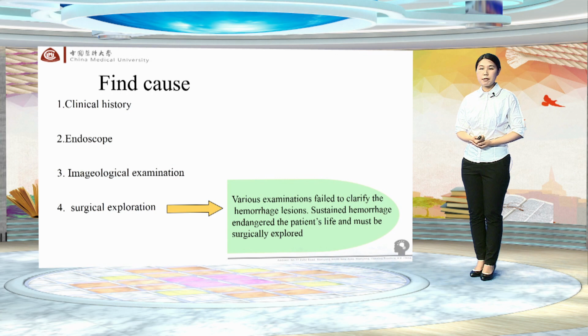Another method is surgical exploration. When various examinations cannot identify the bleeding site and continuous massive bleeding endangers the patient's life, surgical exploration should be performed. Some small lesions, especially vascular lesions, are not easy to find by surgical exploration. At this time, intraoperative endoscopy can be used to help find the bleeding lesions.